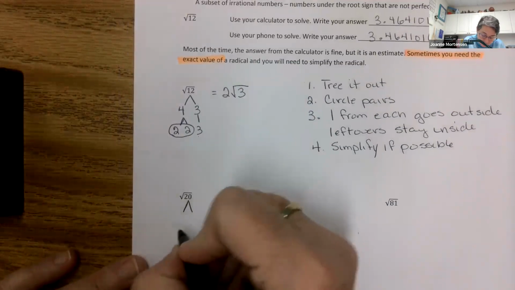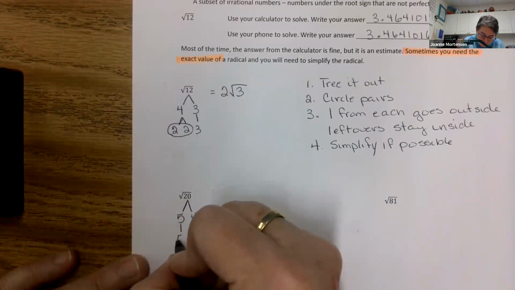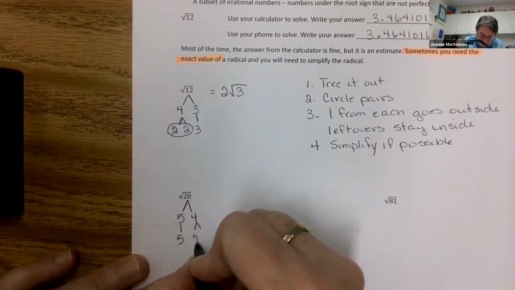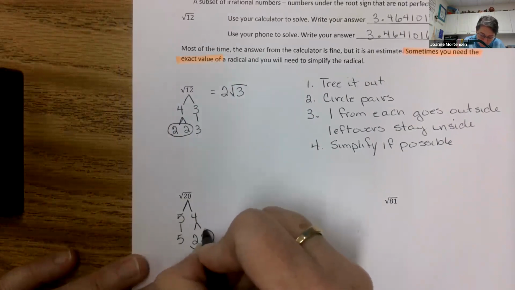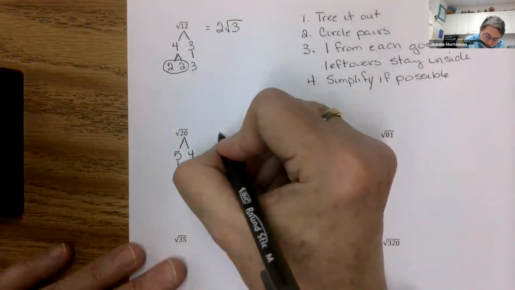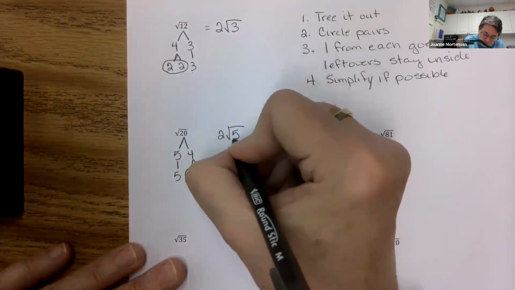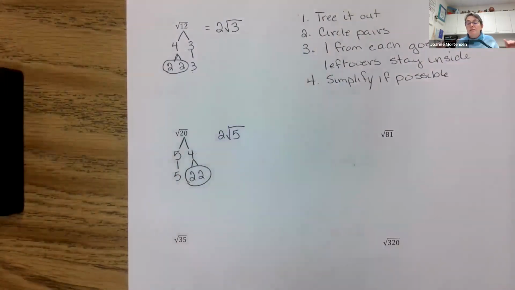Okay, let's do it again. So 20, 5 times 4, 5 is prime. Break this down, 2 and 2. Circle my pair. Pair goes to the outside, 2. Leftovers, 5. Done. End of story.